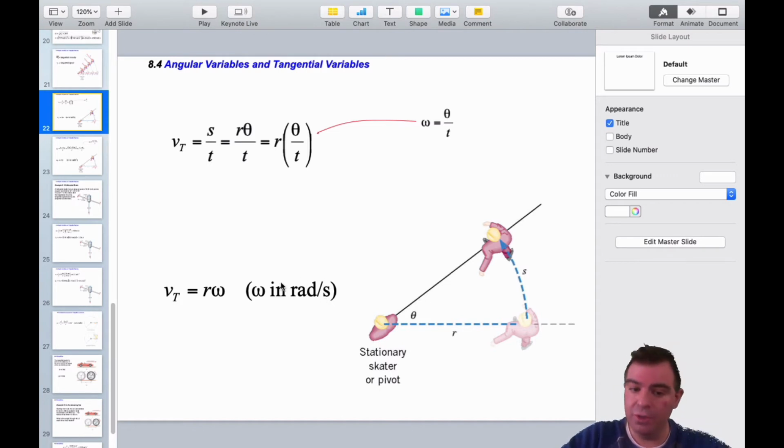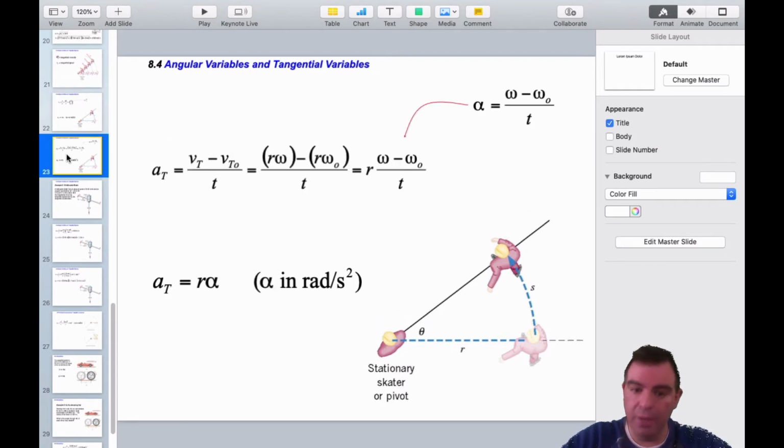The only thing you have to do is take the angular velocity and multiply by the radius, and you convert it to tangential velocity. If you remember correctly, tangential velocity is always going to be in meters per second. So VT is in meters per second, R is in meters, and omega is in rad per second.